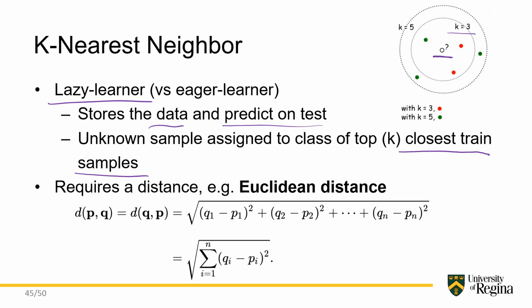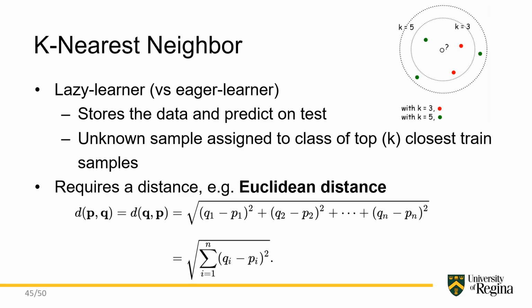And that K could matter, because you see, if K is 3 here, the class could be red. If K is 5, 3 of those 5 will be green and only 2 will be red. So the class could be different. So the hyperparameter K is an important parameter for this algorithm.